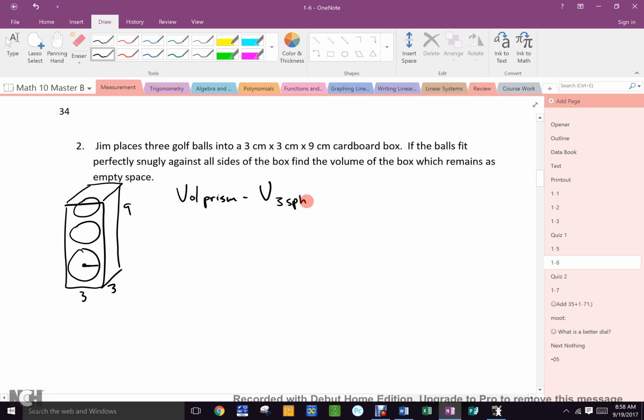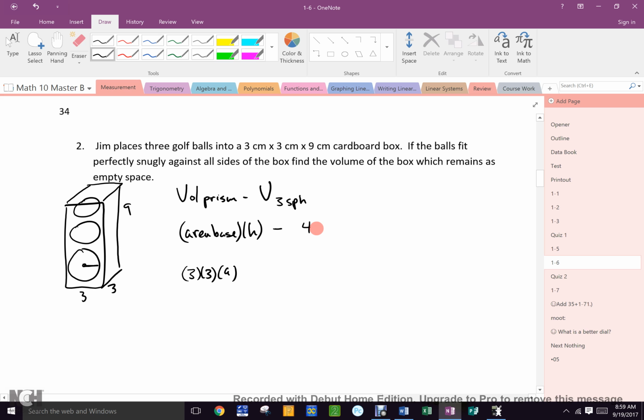Okay, how do I find the volume of a prism? Base area times height, right? So the volume of the prism is always area of base times the height, yes? Okay, great. What's the area of the base of this box? 9, because it's 3 times 9, correct? Excellent. What is the volume of 3 spheres? What's the volume of 1 sphere? No, that's the radius. What's the volume of a sphere?